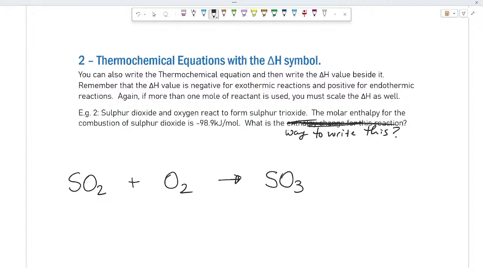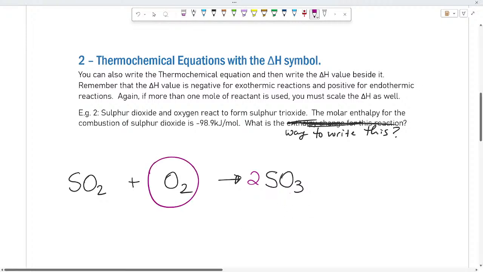How do you balance it? Yeah, we don't like the fact that this is an odd number, which makes this challenging. Whenever you have an odd number, what's a good idea to put in front of it? 2. That'll make it an even number. How many oxygens do we have now? Great. So how do I make this 6 oxygens? 3 in front.